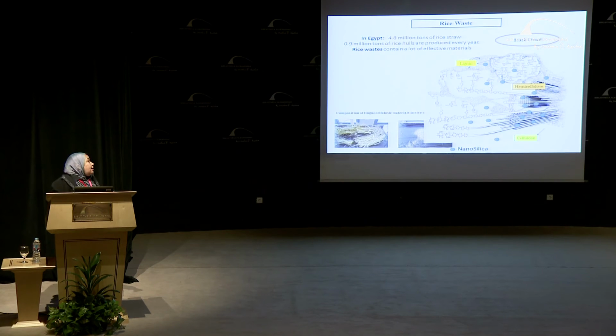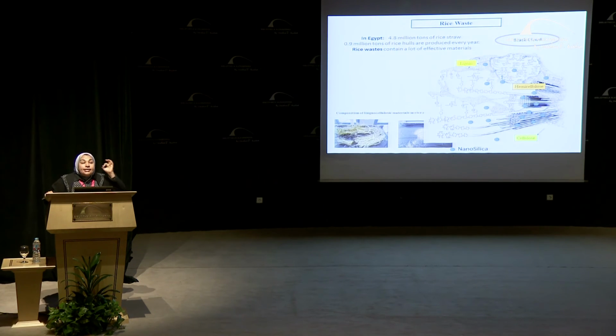And you see, this is the structure of the rice husk. It has lignin, it has hemicellulose, it has cellulose, and little tiny nanosilica particles encapsulated inside to reinforce the rice husk. Okay, so we have our chemical method of treatment to extract all of these chemicals.